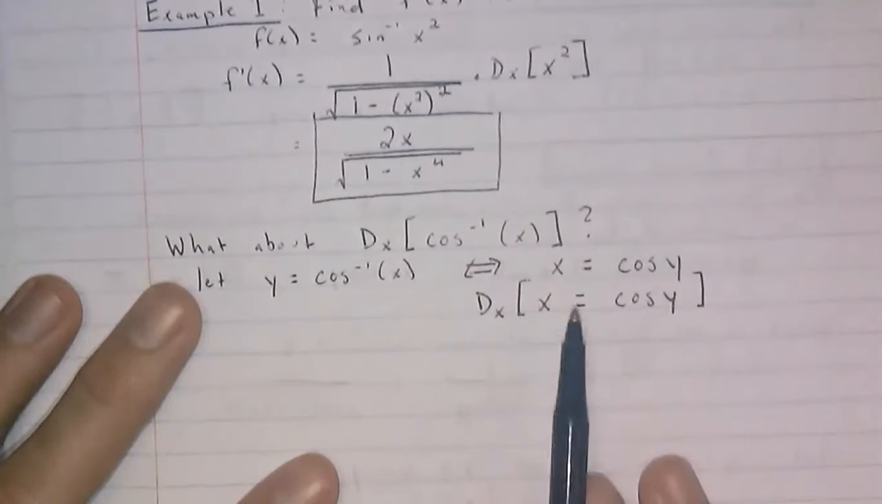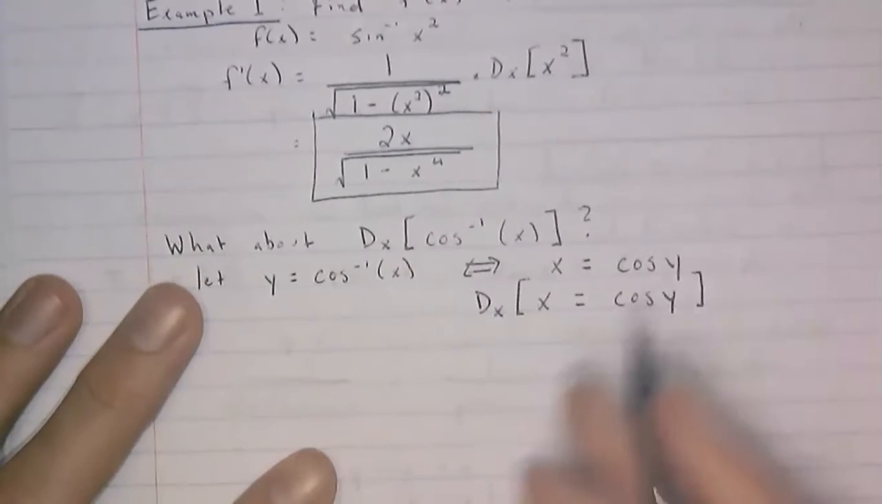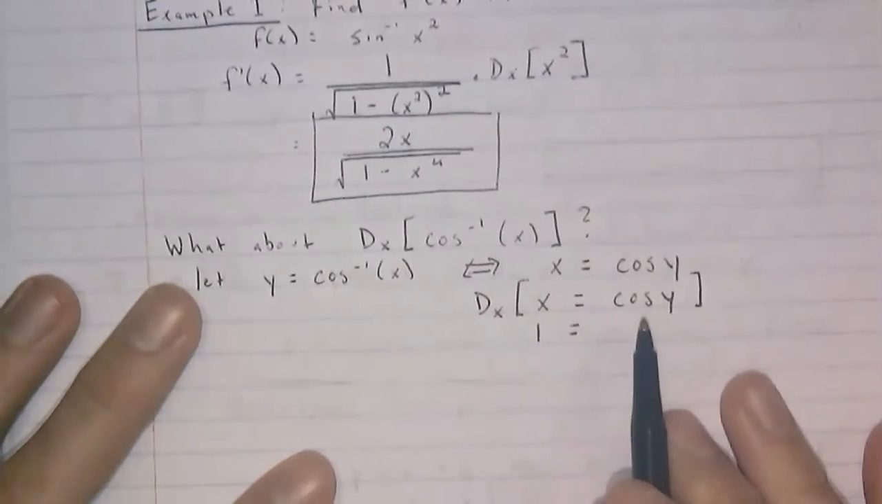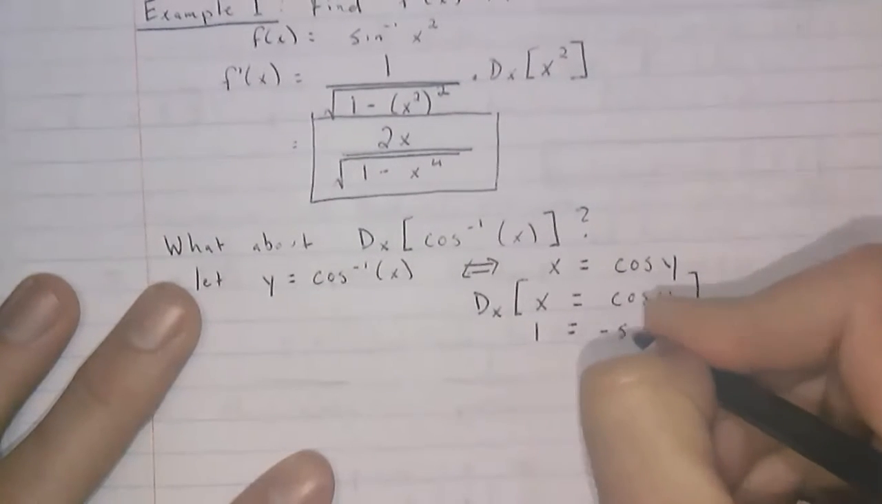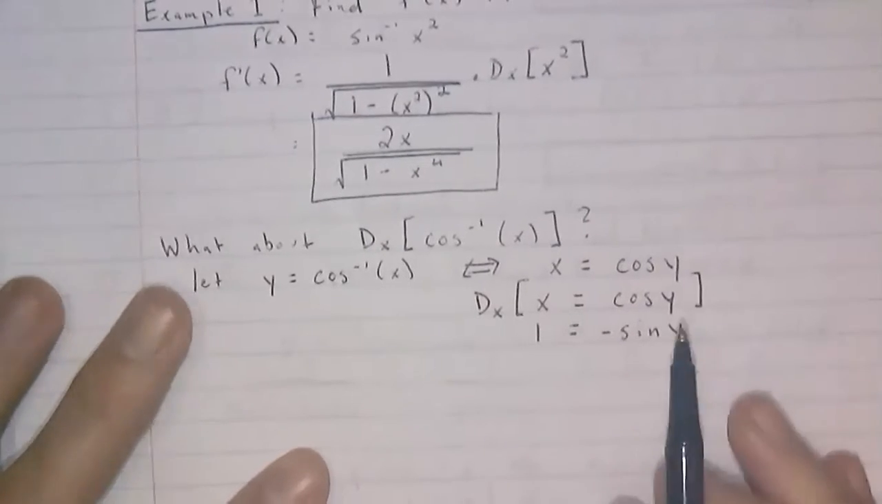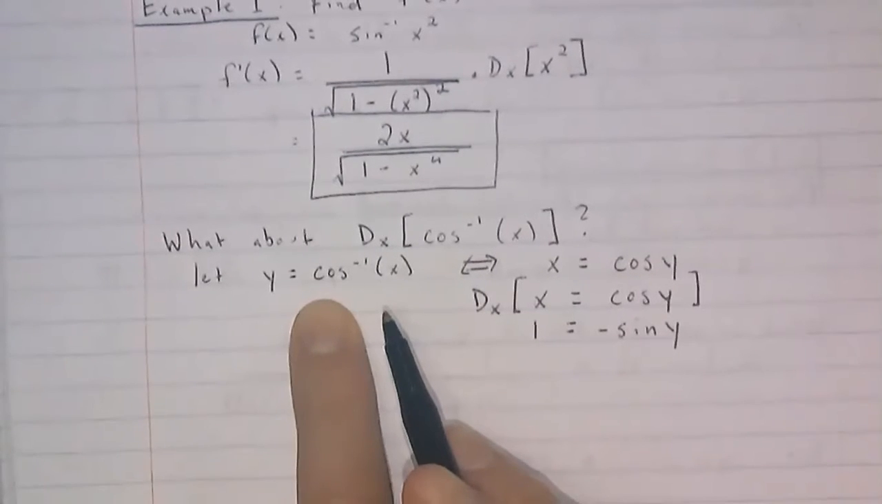What's the derivative of x with respect to x? 1. What's the derivative of cosine? Negative sine of whatever it is. In this case, y. But whatever it is happens to be a function. Y is the inverse cosine.